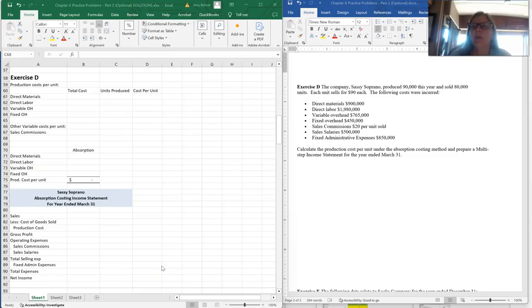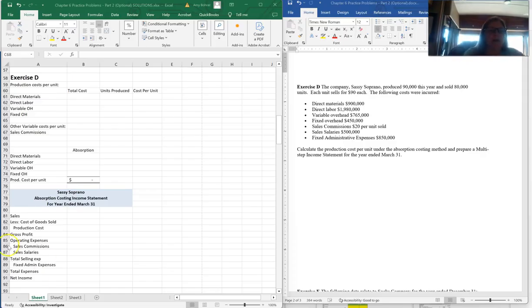Okay, this time we're going to go through this problem, and this problem uses the absorption method. It says the company Sassy Soprano produced 90,000 units this year and sold 80,000 units. Each unit sells for $90 each. The following costs were incurred, and it gives you the costs. And it tells us to calculate the production cost per unit on the absorption costing method and prepare a multi-step income statement for the year ended March 31st.